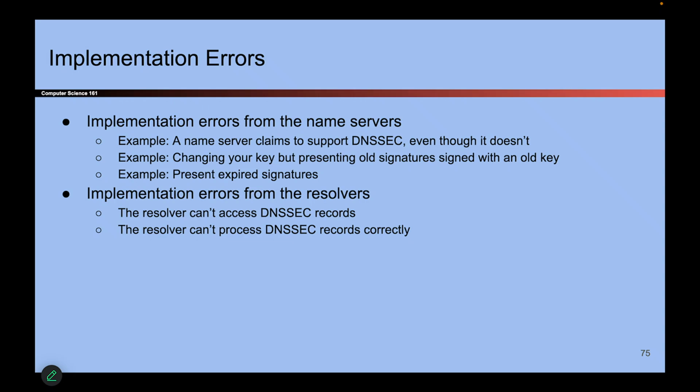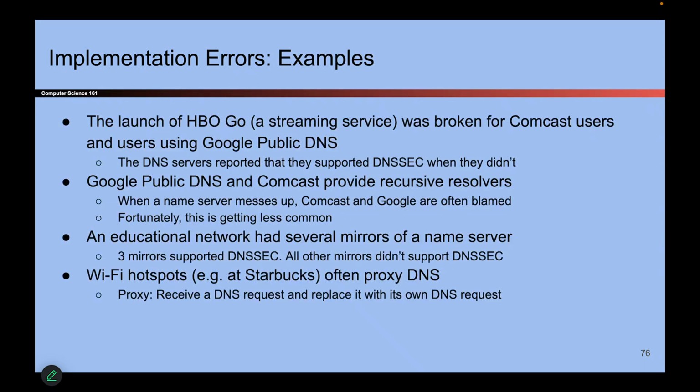You might claim to support DNSSEC, even though you don't. Now you're tricking people into thinking that the records are secure, even though they're not. You might change your key, but forget to update signatures. You might present signatures that are old. These are all issues that might cause DNSSEC to not be secure, even though it is secure in theory. So those are some things you might have to watch out for if you're deploying this as a name server yourself. And this has actually happened before.